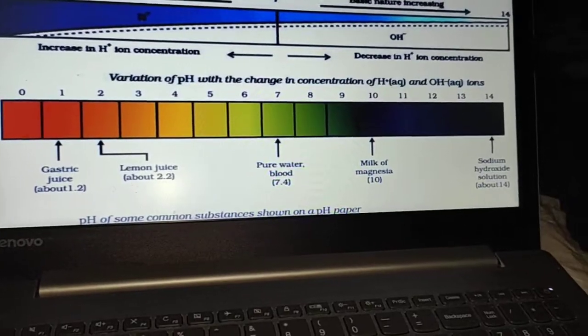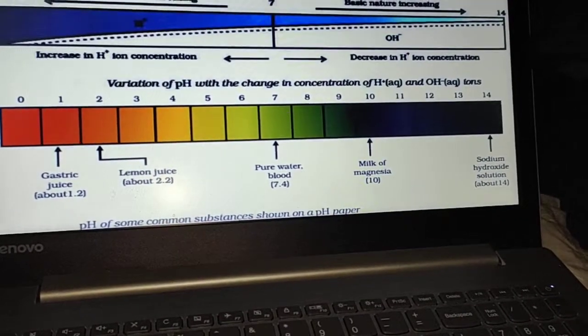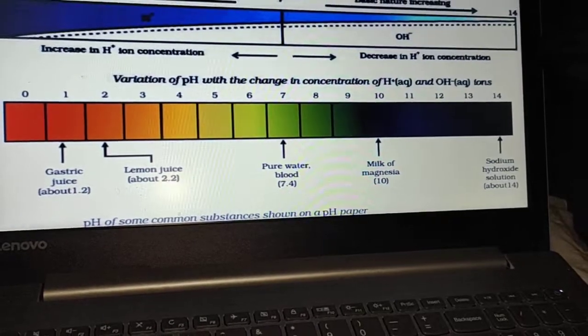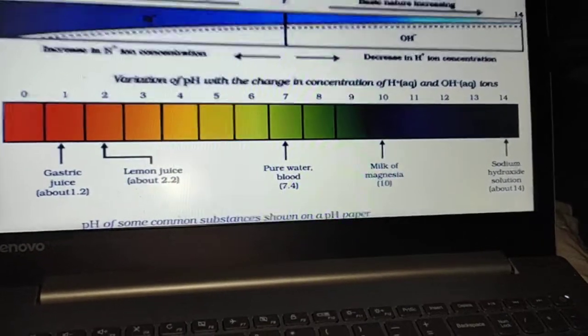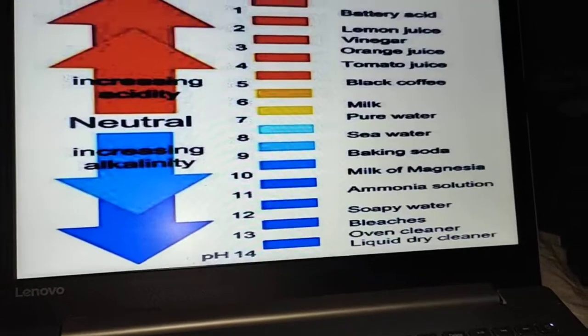If you are dealing with the base then it gives blue in color, then if you are dealing with the acid it gives you a red color. And meanwhile at the 7 neutral that is a green color. That is one of the filling the blanks in the CBSE question कि 7 पे कौन सा कलर जनरेट होता है तो ग्रीन कलर जनरेट होता है.